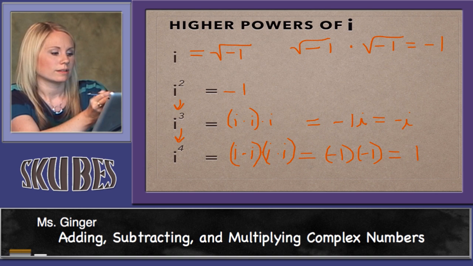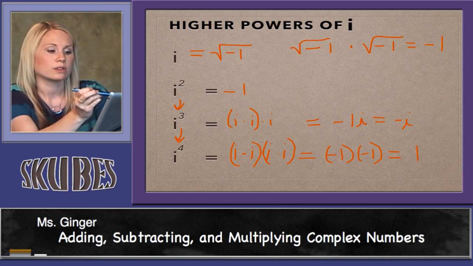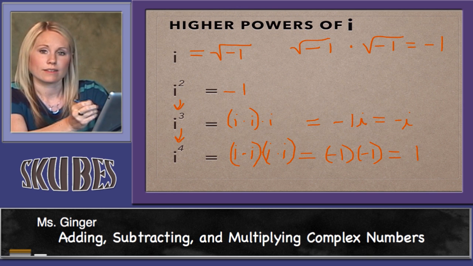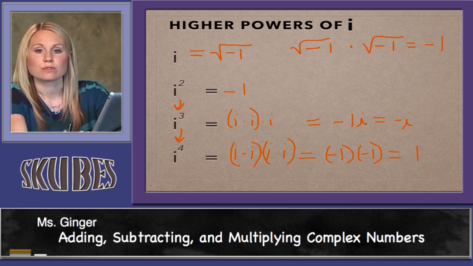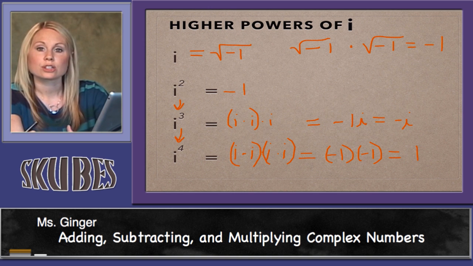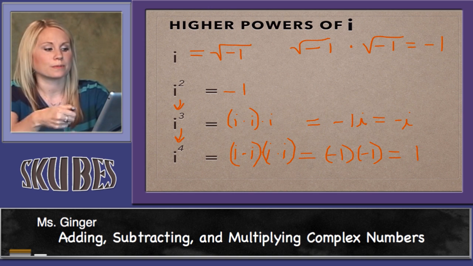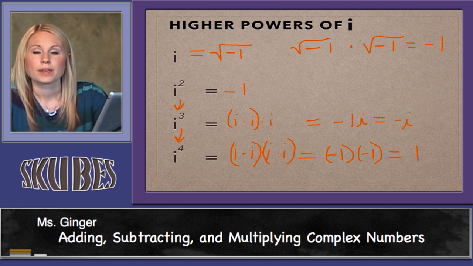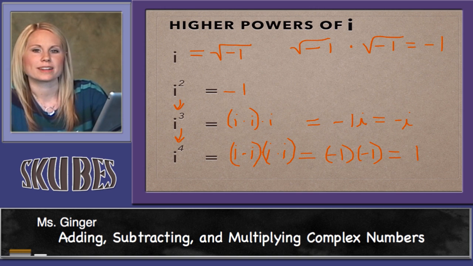It's square root of -1, and then -1, and then -i, and 1, and then it starts over. So if you encounter an i to the 5th, 6th, and continue on, it's just going to start over with that same cycle. So you may come across those when you're dealing with complex numbers. But this concludes our lesson on adding, subtracting, and multiplying complex numbers.